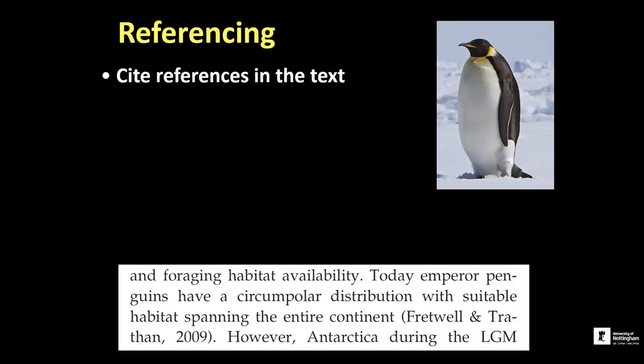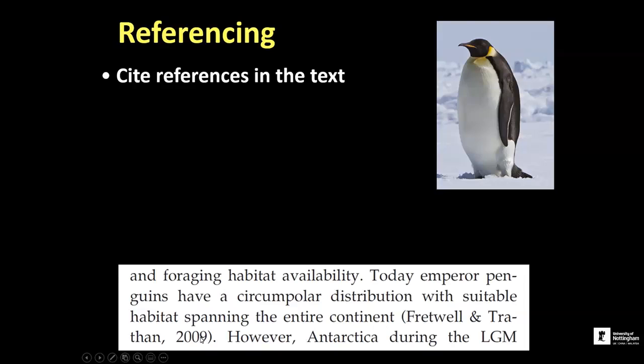Okay, I want to talk a little bit about referencing because it's really important. As I say, it gets you marks, and it's also an important part of the scientific process. So I mentioned you need to have citations. So here's, at random, a paper about penguins, and we've got a statement here. Today, emperor penguins have a circumpolar distribution with suitable habitats spanning the entire continent. And then we've got a citation saying Fretwell and Trathon, 2009.